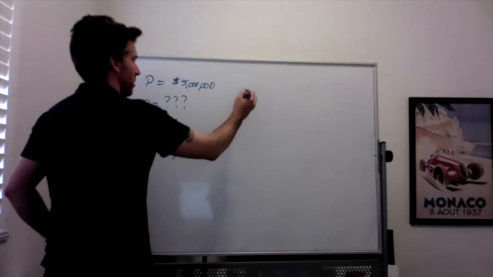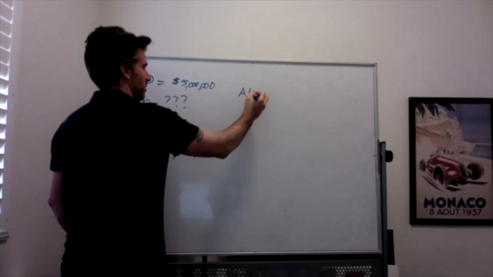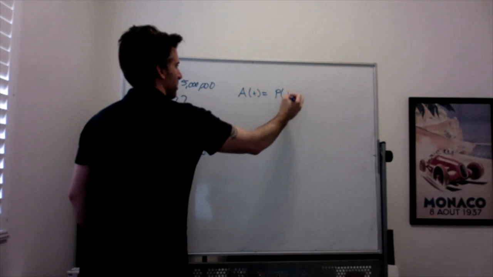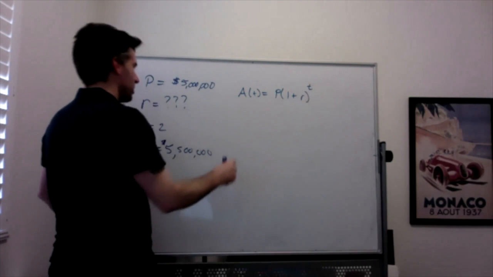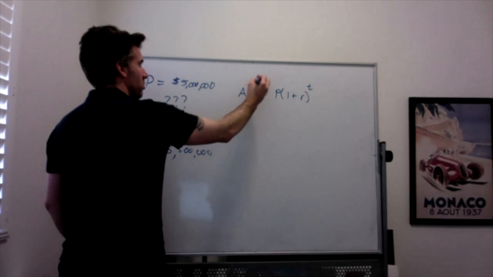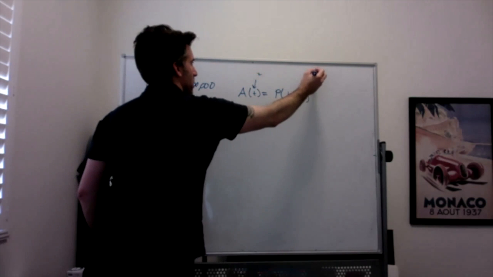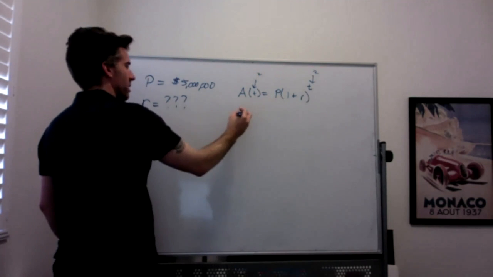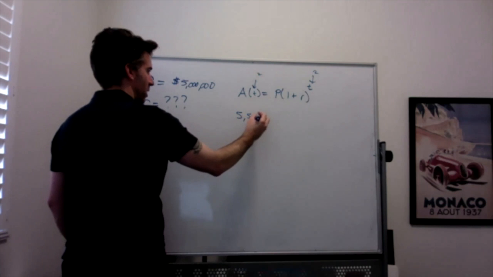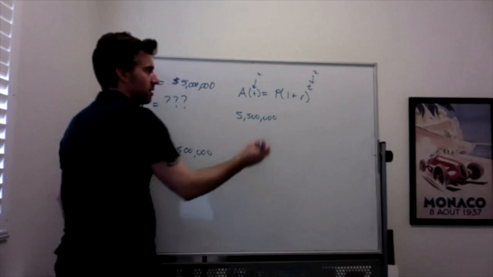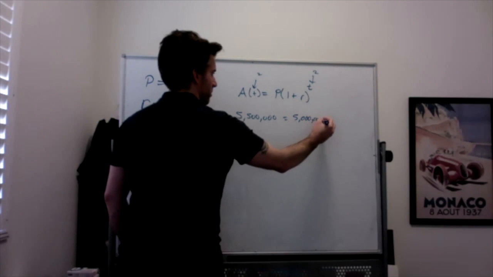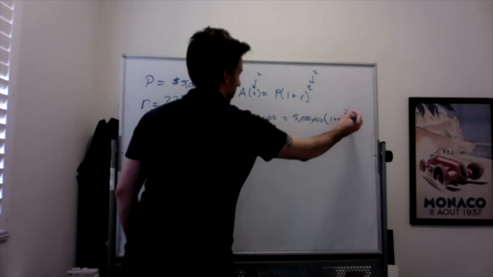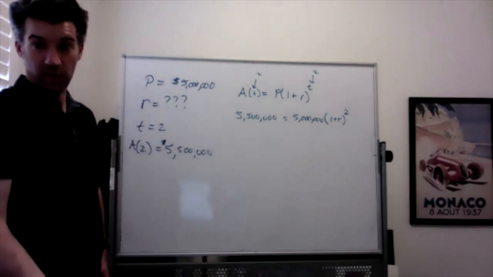So we're trying to solve this equation. Here's our usual equation: the amount of money at time t equals the principal times 1 plus r to the t. And here's what we know. We know that t is 2. The amount of money after 2 years is 5.5 million. I'm not going to write the dollar sign because I don't really need it. The principal is 5 million times 1 plus r squared.